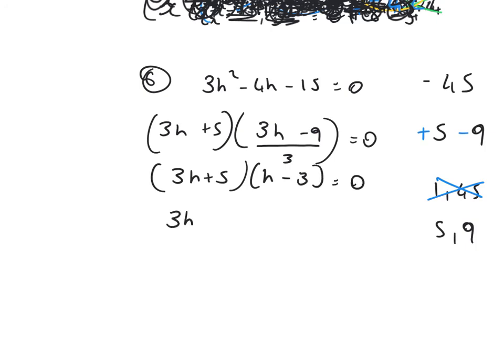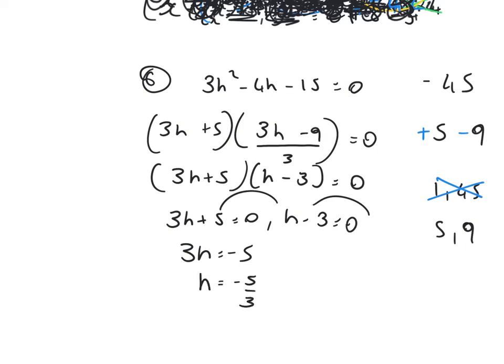Okay, then I've got 3h plus 5 equals 0, or h minus 3 equals 0. Okay, bring that across, 3h equals minus 5, and bring the 3 down and divide, and that will be h equals minus 5 over 3. And over here, bring that across, change its sign, and h equals 3. Final answer.